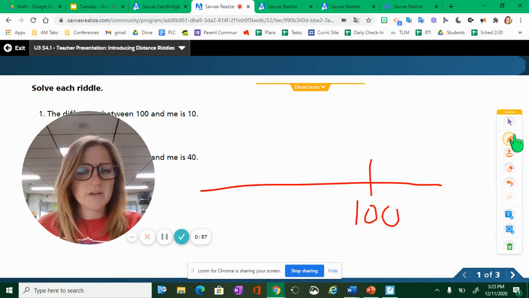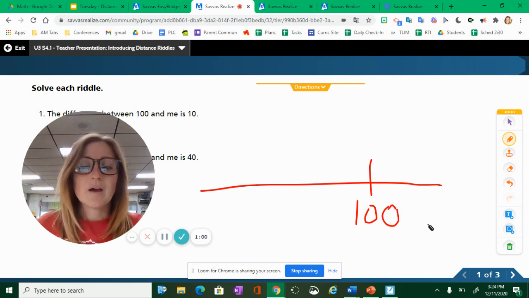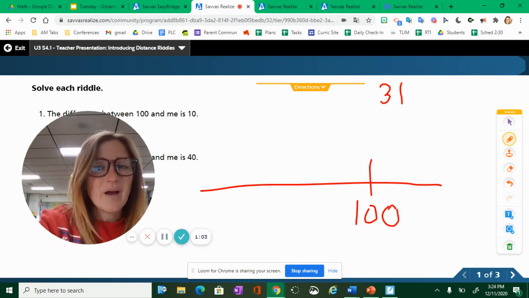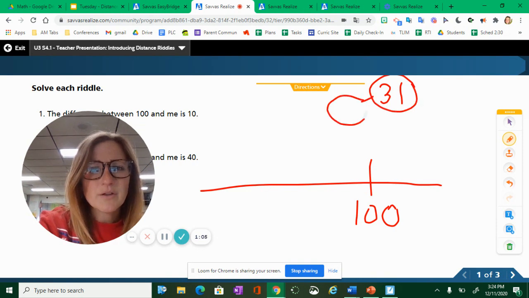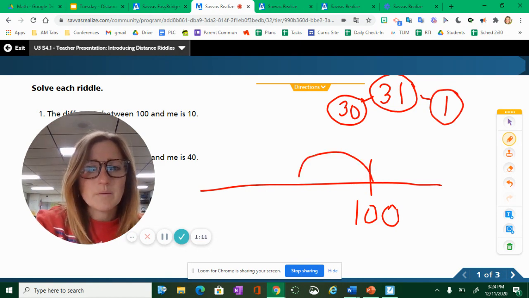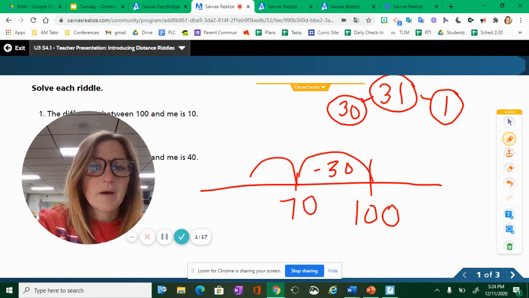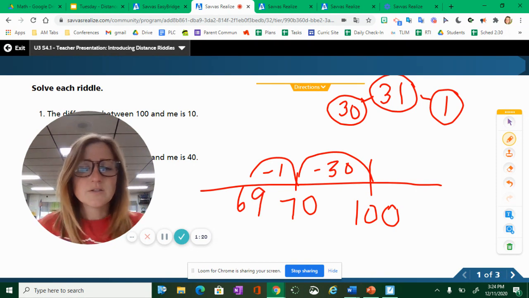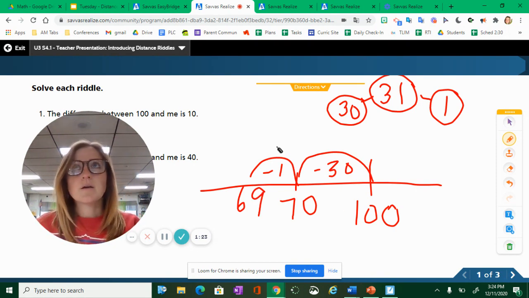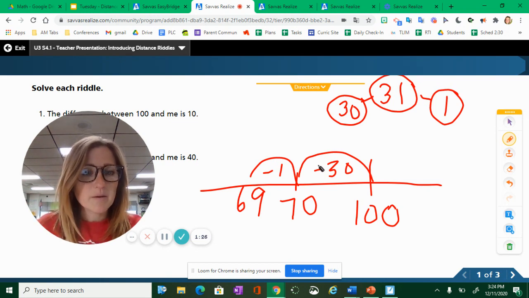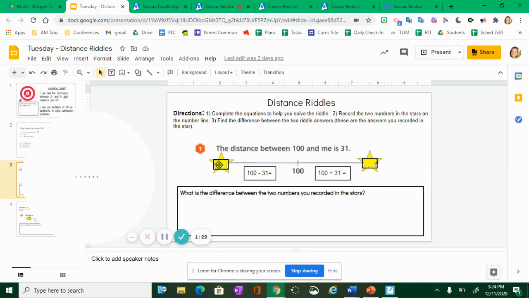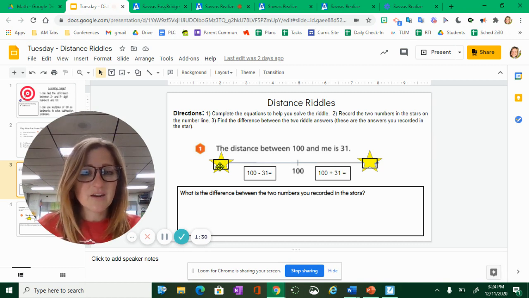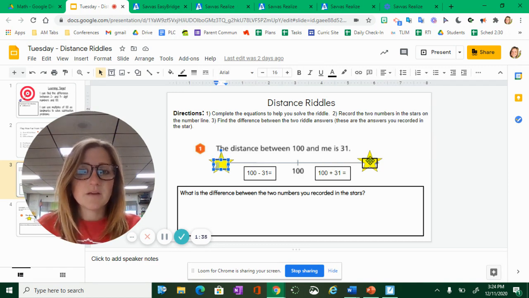So I think it was 31 that you have to do on the first one. If I'm going to go backwards 31, remember, I don't have to go backwards 31 all at once. I know that 31 is made up of 30 and 1. So what I can do is go backwards 30 first, and then go backwards 1. Don't forget to use some paper, whatever you need to work it out and break that number apart. So then I would type in my 69 here and this star, and then I would need to type in the number over here, which would be 131.